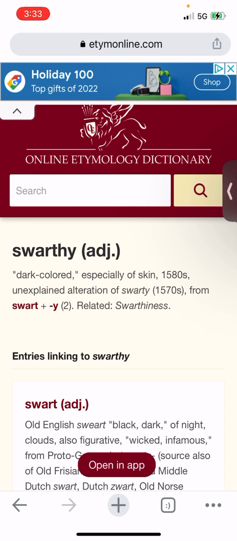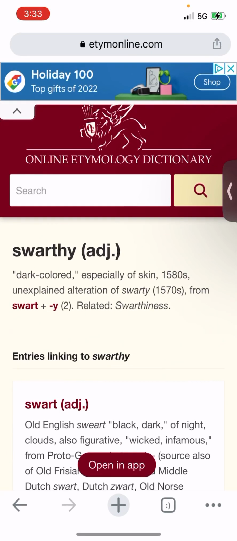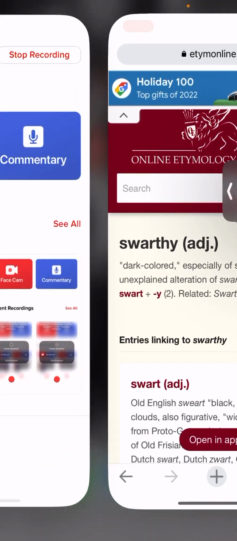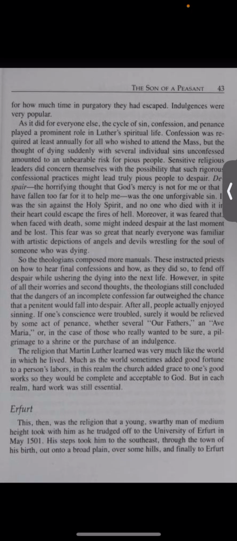When I came across this article, I was like, okay, let me find the source, and I was able to find a source. I only was able to take a screenshot, but I'll pull up the screenshot real quick. There we go. We'll start with the third paragraph. It says, the religion that Martin Luther learned was very much like the world in which he lived. Much as the world sometimes added good fortune to a person's labor, in this realm the church added grace to one's good works, so they would be complete and acceptable to God. But in each realm, hard work was still essential.